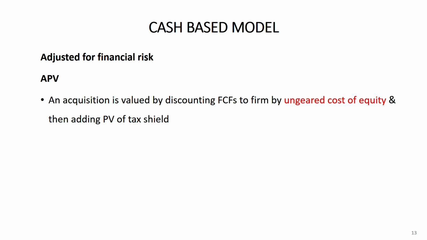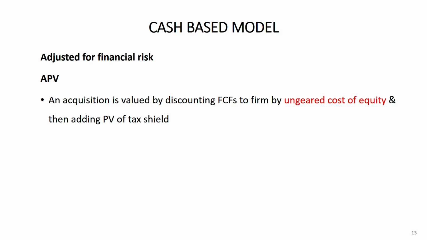So don't go and discount by WACC. Whenever APV comes, whenever you have to discount FCF to firm, always ungeared cost of equity. And it should be ungeared. There's a formula also to find geared cost of equity and ungeared cost of equity. That method is given in your formula sheet, so please go through that. Right? You should be knowing how to get ungeared to geared and geared to ungeared cost of equity by using that formula. Right? That's given in your formula sheet. Go through that.